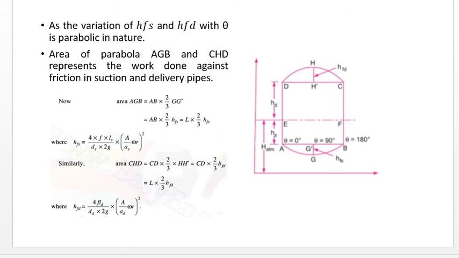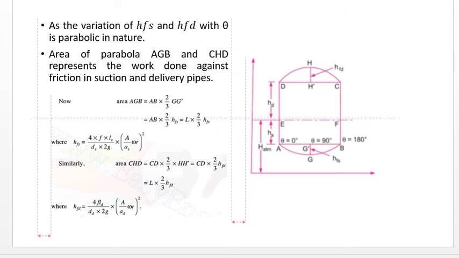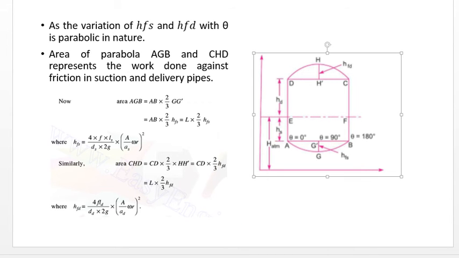Now, what will be the area of this AGB? This is the parabola. Area of this parabola is equal to this base, that is AB, into 2 by 3 this perpendicular height, that is GG dash. The value of GG dash is HFS, that is the suction frictional head in suction pipe. So that will be AB into 2 by 3 HFS. AB is the stroke length, so we can write L into 2 by 3 HFS.